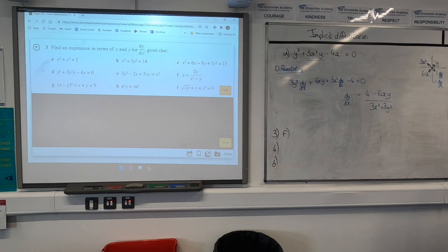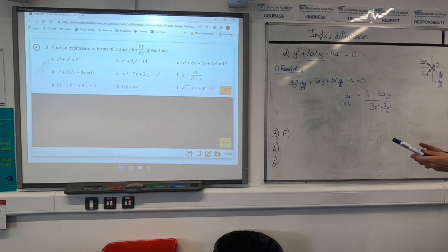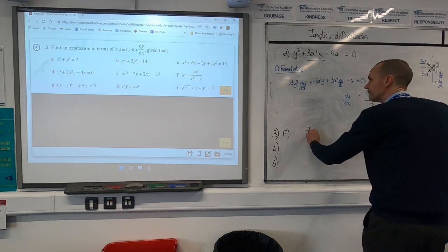3f, we could use the quotient rule. But believe me, I tried, and it's horrible. We have an alternative. Because we're dealing with an explicit function that we don't need to be written as x equals or y equals, I can actually start with 3f by doing this.